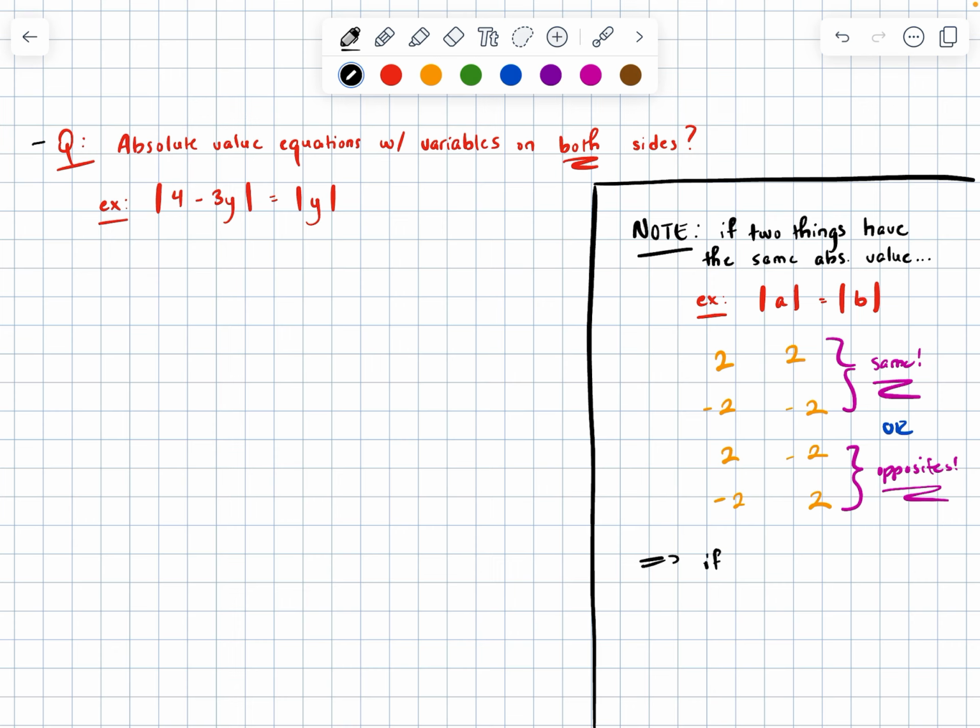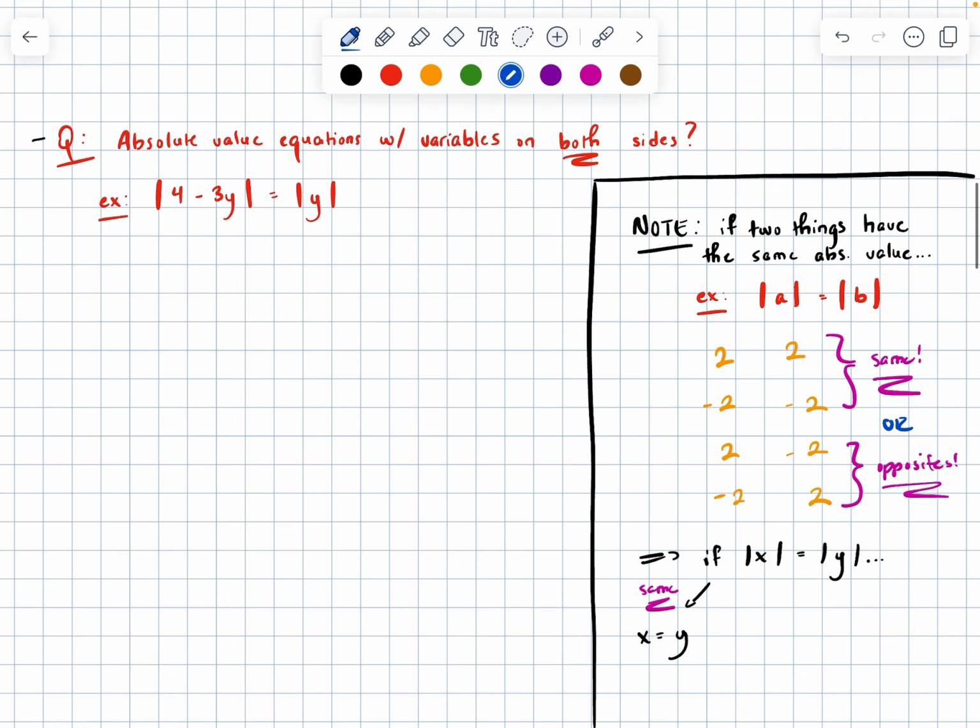So algebraically, if I want to think about what that means, what that tells me is if the absolute value of x is equal to the absolute value of y, or the absolute value of A is equal to the absolute value of B, if two things have the same absolute value, then either they are the same, in which case x and y would be equal, or my other option, if they're not the same, they could be opposites.